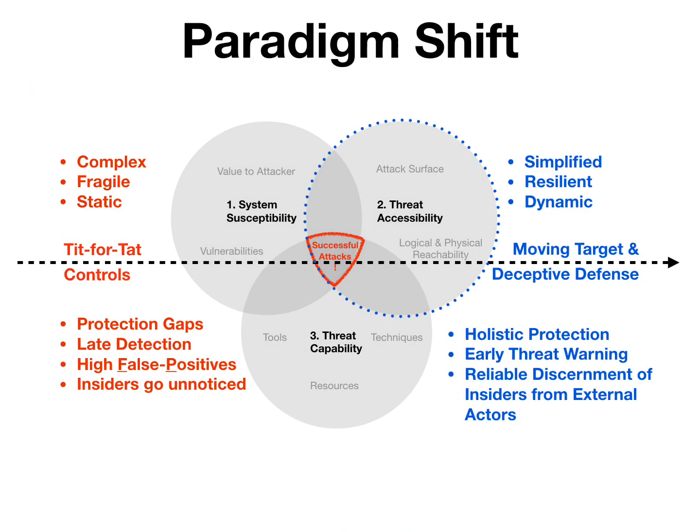The shift of focus towards threat accessibility is part of a paradigm shift. We have not seen much success from trying to write better code to address vulnerabilities for decades. We then repeat the same problems on mobile and Internet of Things devices. Industry players try to address the problems at a technique level, and users are overwhelmed with choices of products to patch flawed architectures. The two proposed architecture patterns will simplify networks that are resilient and dynamic. We move away from tit-for-tat controls to moving target and deceptive defense to provide holistic protection and early threat response.